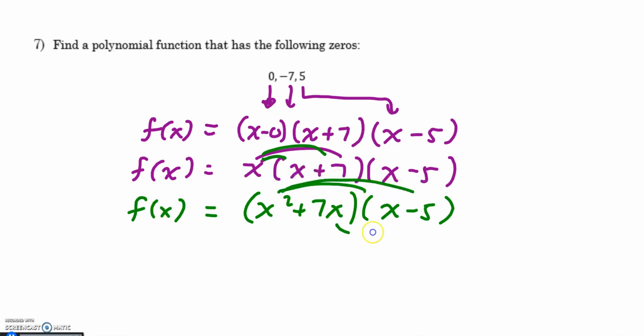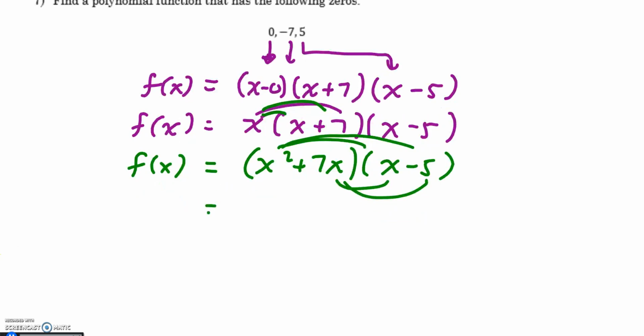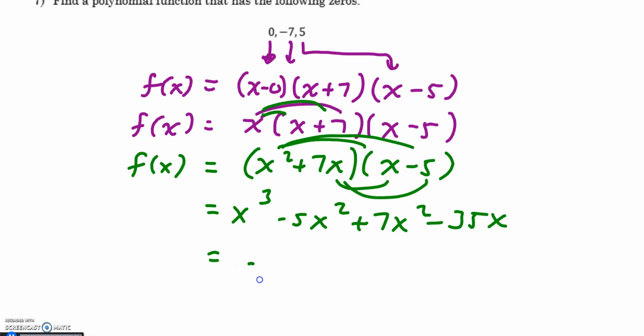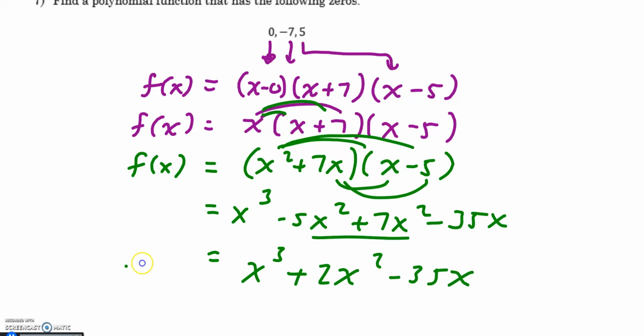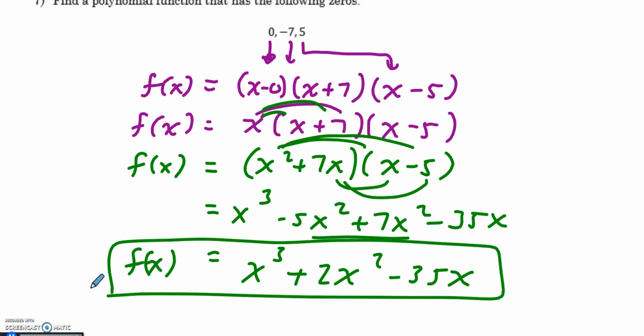So if I multiply all terms by each other, I would have x to the 3rd minus 5x squared plus 7x squared minus 35x, which would simplify to be x to the 3rd plus 2x squared, because I combine these, minus 35x. So this would be my function f of x if we multiply it completely out. X to the 3rd plus 2x squared minus 35x. And this makes sense to me because we talked about that if there's 3 real roots, it's most likely coming from a cubic function.